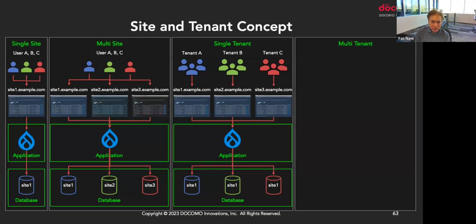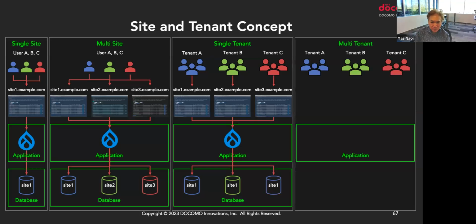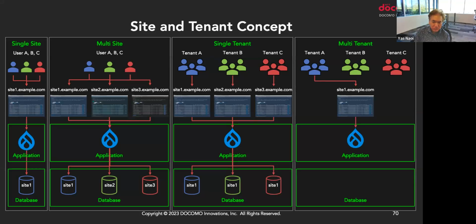Then let's move on to multi-tenant. We have tenant A, B, and C, application server, and a database. This time in multi-tenant model, the URL is the same for all tenants. That is, tenant A, B, and C access the same URL, site1.example.com. Tenant A accesses site1.example.com from the single database instance for site1 service.